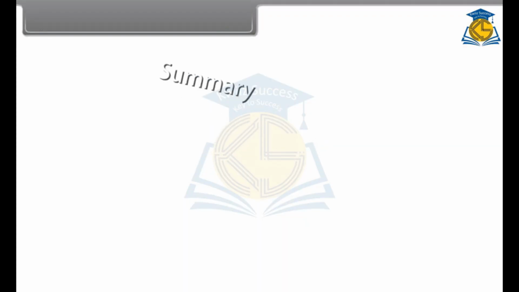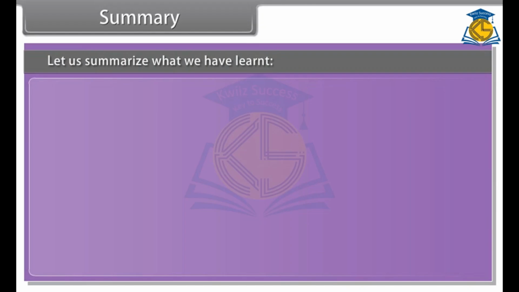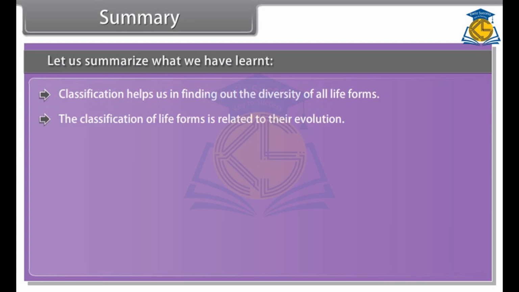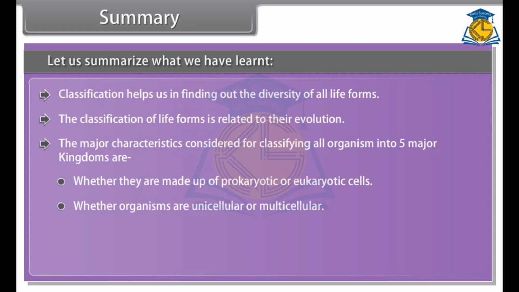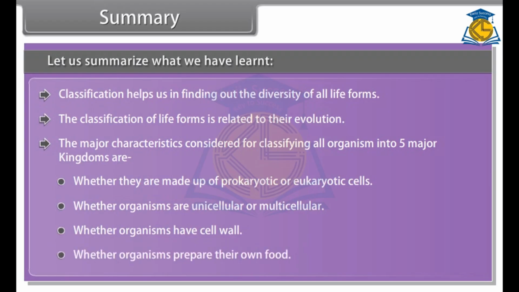Summary. Let us summarize what we have learned. Classification helps us in finding out the diversity of all life forms. The classification of life forms is related to their evolution. The major characteristics considered for classifying all organisms into 5 major kingdoms are whether they are made up of prokaryotic or eukaryotic cells, whether organisms are unicellular or multicellular, whether organisms have a cell wall, and whether organisms prepare their own food.